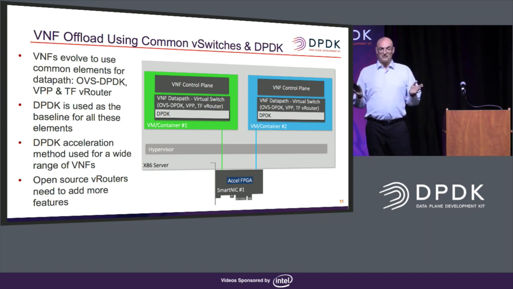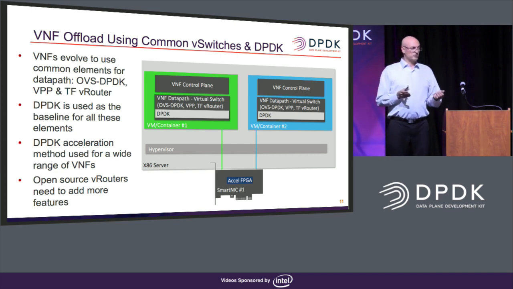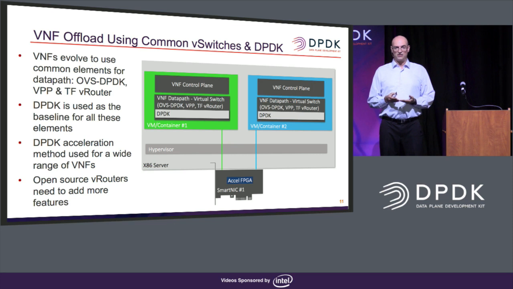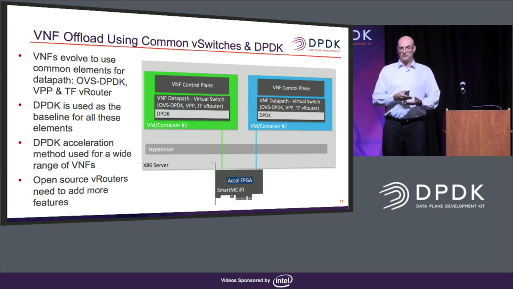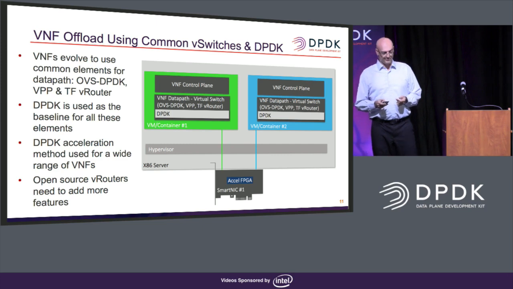The benefit is that all those virtual switches use DPDK, and in DPDK we already have hardware acceleration, which is a big win-win situation. So you write the offloading function once using DPDK, and now it's available to the various virtual switches, and it can be available to any VNF that needs high-performance networking.